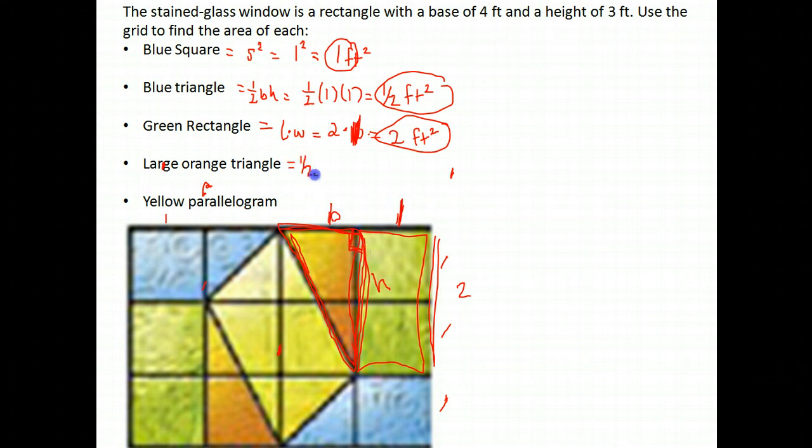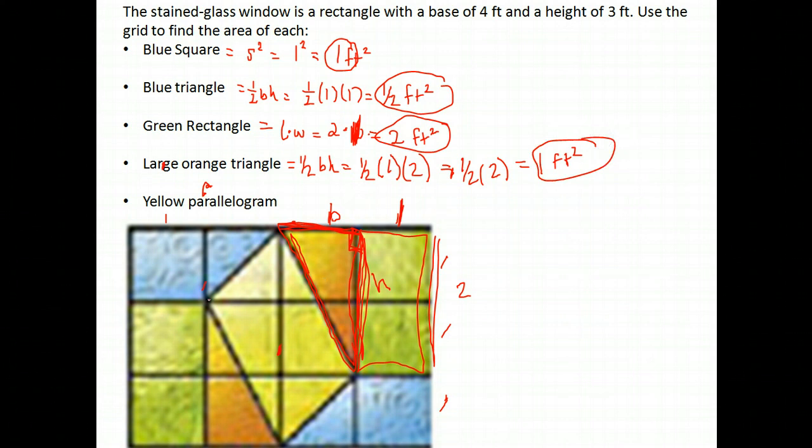The area of a triangle, once again, is 1/2 base times height. So we have 1/2 times our base was 1 square long, and our height was 1, 2. So we have 1/2 times 1 times 2. 1 times 2 is 2, and 2 times 1/2 is 1. So it has an area of 1 square foot.